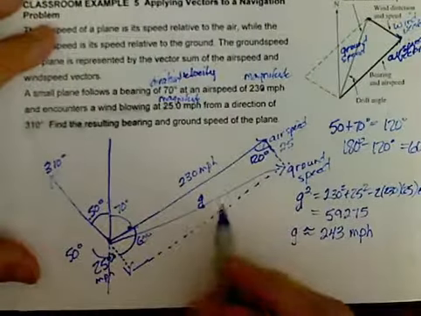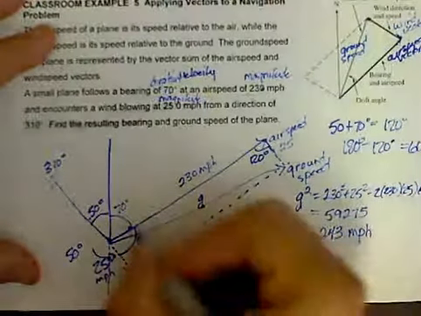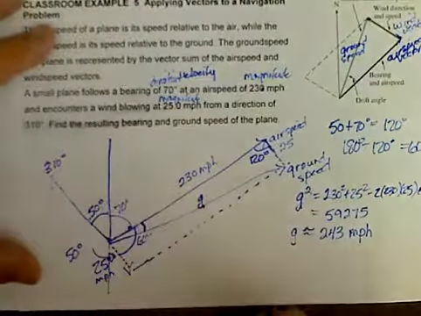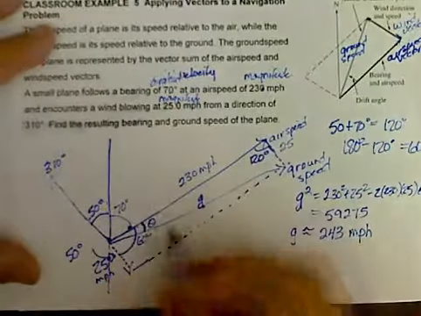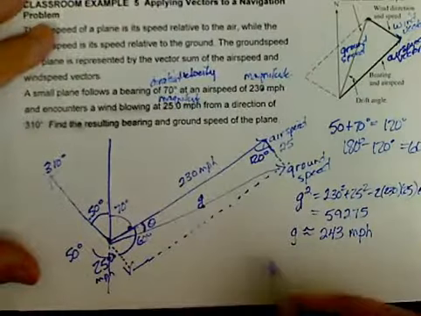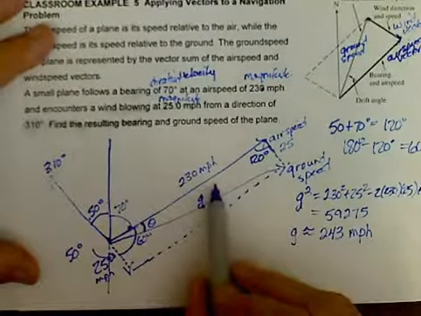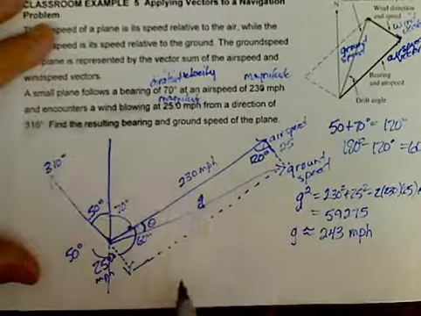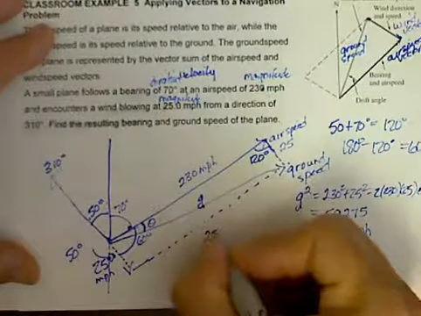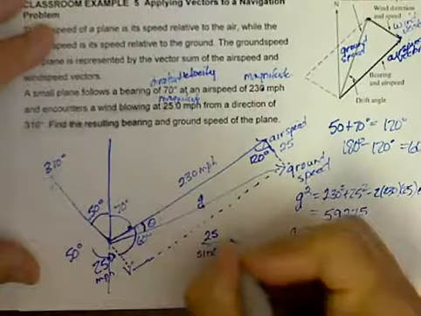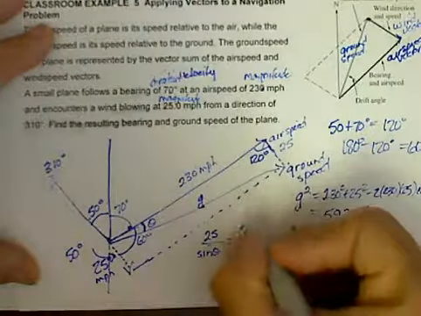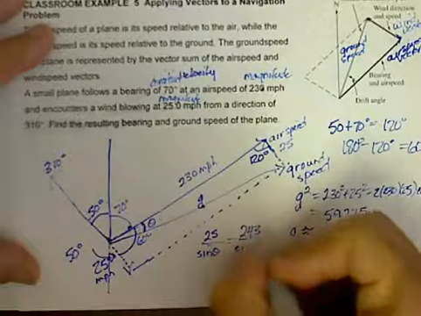Then to find the bearing for the ground speed, that's going to be our 70 degrees here plus this little angle of the triangle. So we want to find this angle and add it to the 70 degrees to get our bearing. Now in this triangle we already know some lengths and angles, so we can use the law of sines. We would have 25 over the sine of theta, which would equal 243 over the sine of 120.